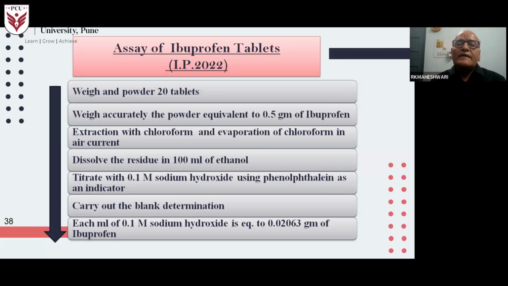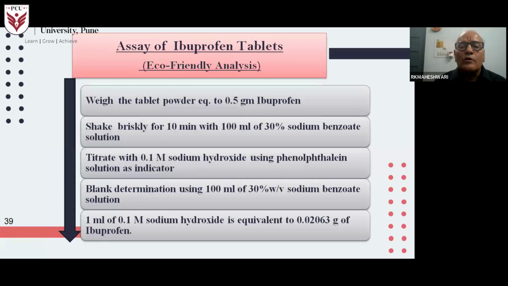So here again, let me brief that in the IPBP method they utilize two organic solvents, chloroform, class 2, and ethanol, class 2. Now we will do it without these two organic solvents by the hydrotropic method. In the hydrotropic method, you transfer the tablet powder into a conical flask and then add 100 ml of 30% sodium benzoate solution, the hydrotropic solution. Sodium benzoate has very good solubility. You have to shake the tablet powder briskly for 10 minutes with the 30% sodium benzoate solution. Then naphtholphthalein indicator is added and 0.1 molar alkali is used for titrimetric analysis.